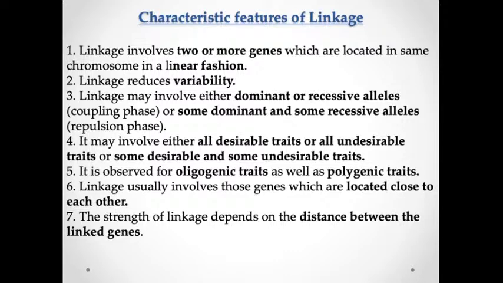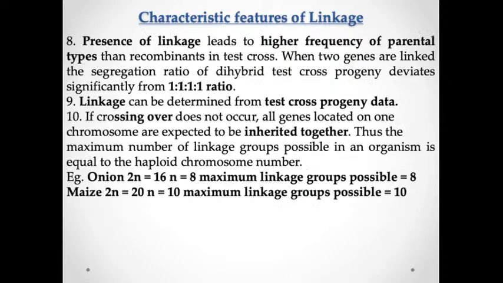Linkage involves two or more genes which are located on the same chromosome in a linear fashion. Linkage reduces variability. So these are various characteristics of linkage. Linkages may involve either dominant or recessive alleles. It may involve all desirable traits or undesirable traits that we are looking for. It is observed for oligogenic traits as well as polygenic traits. Linkage usually involves those genes which are located close to each other, and the strength of linkage depends upon the distance between the linked genes.